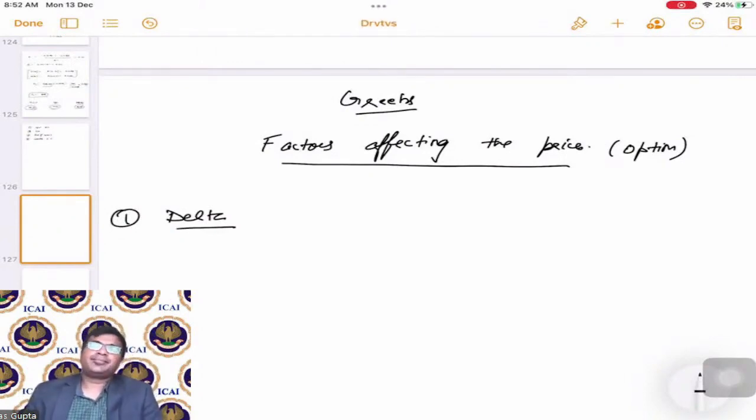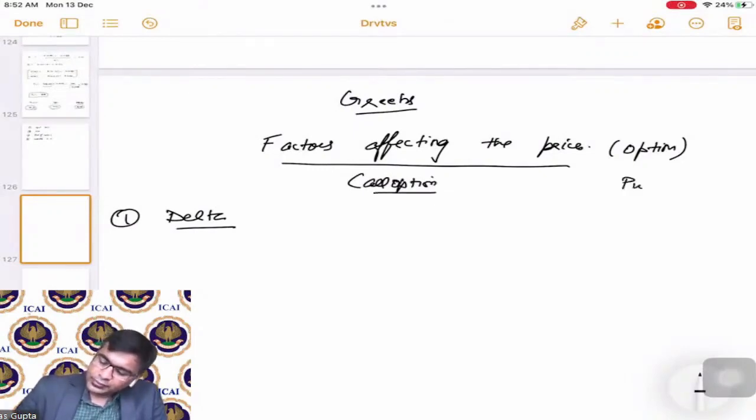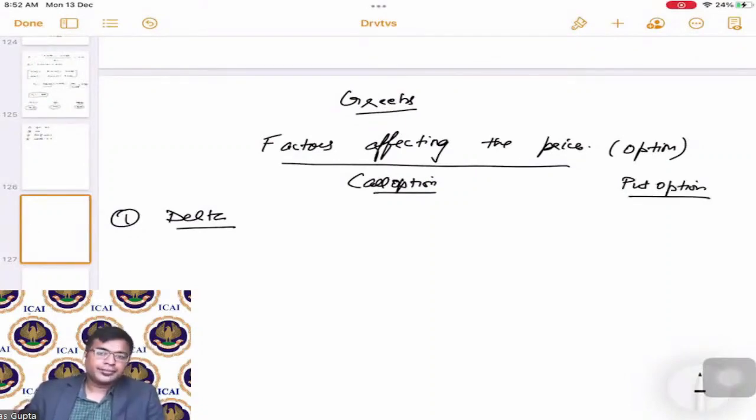Now, what is delta? Delta is defined for a call option and a put option. We will study it for both. This is the call option and this is the put option. Delta of a call option is the change in the value of the call option. I'm denoting the call by C, and this triangle is called change. So it is the change in the value of the call option divided by the change in spot price.